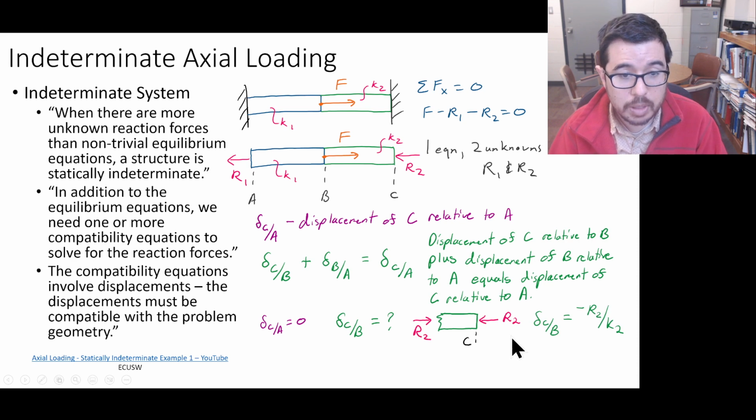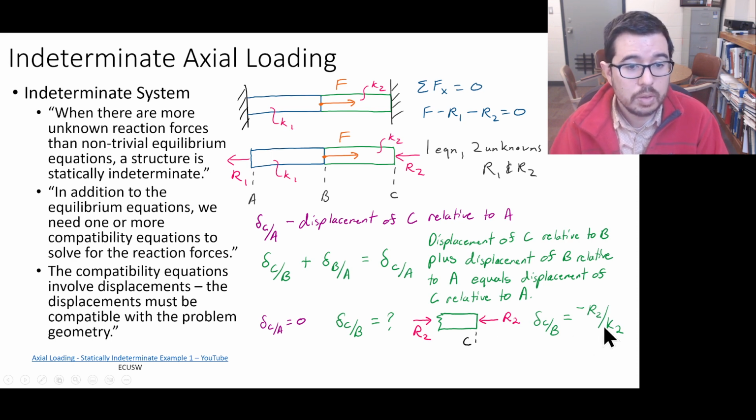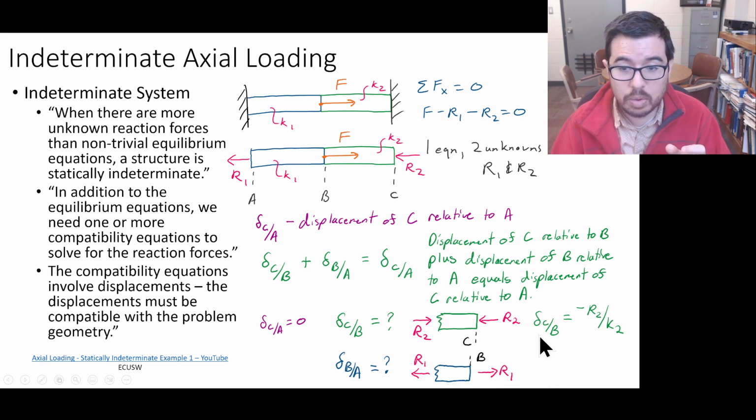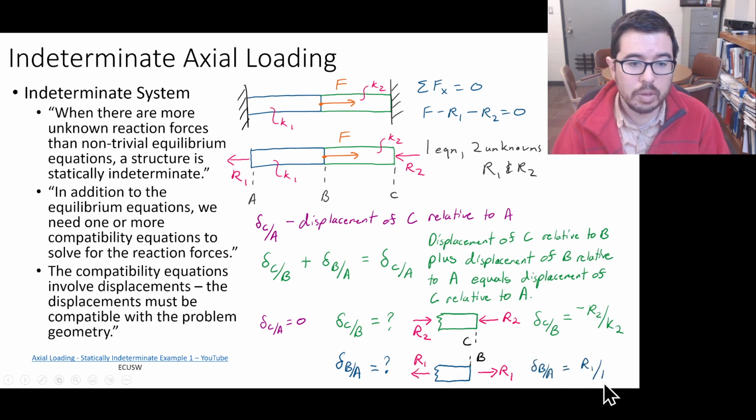And it's going to be in compression and it's going to be negative. So the displacement of C relative to B is going to be minus R2 over K2. What about displacement of B relative to A? Well, as you can guess, you're going to have R1 internally, and that means that we're going to have a displacement of B relative to A. This is in tension, this was in compression, so it's going to be positive R1 over K1.